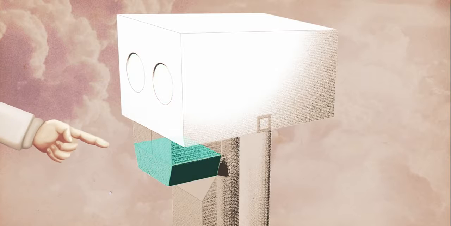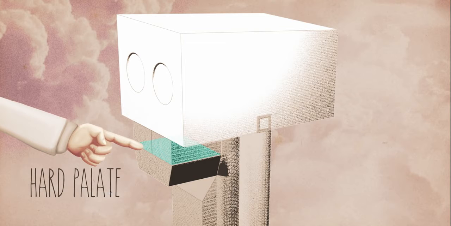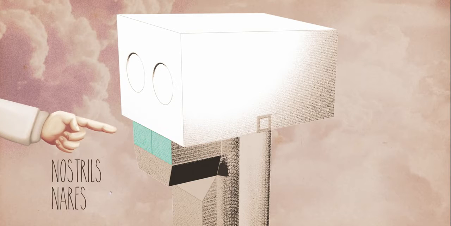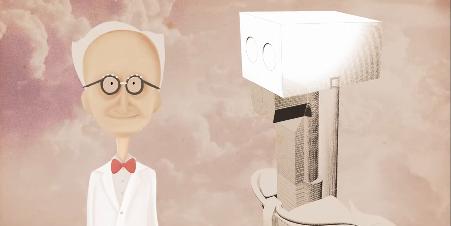A single oral cavity lies below the two nasal cavities, and the hard palate separates them. Each nasal cavity has an anterior opening, the nostril or nares, and a posterior opening, the choana. The nasal cavities, nostrils, and choanae are always open.